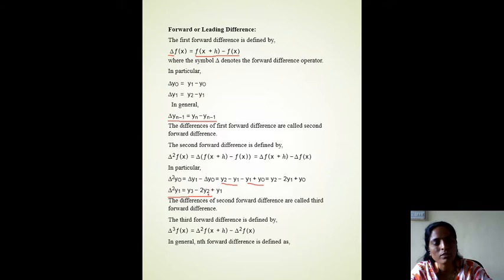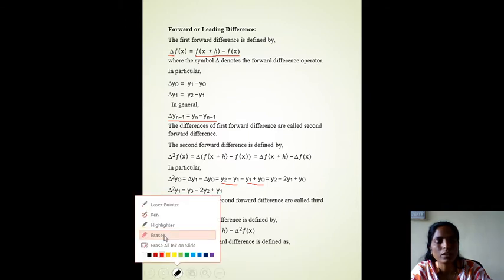If you take the difference of this second order forward difference, then you will get the third forward difference. The third forward difference is defined as delta cube f of x is delta, in bracket, delta square f of x. So delta square f of x plus h minus delta square f of x.